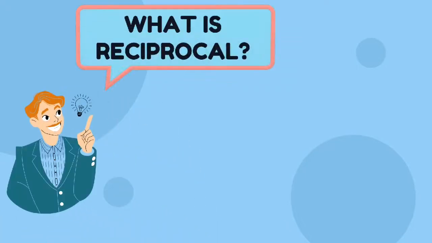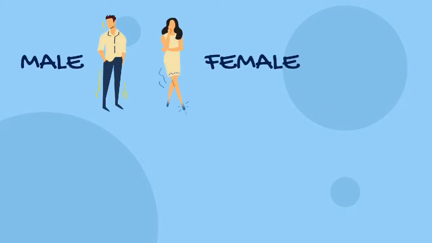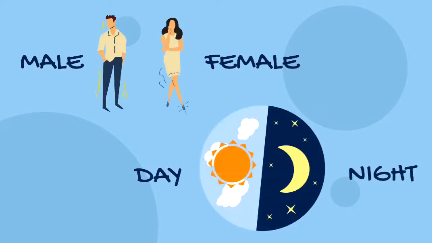We begin with this important question. What is reciprocal? According to our helpful friend, Merriam-Webster, reciprocal means inversely related or opposite. Relating it to our daily lives, male and female are opposites. Also day and night, right?